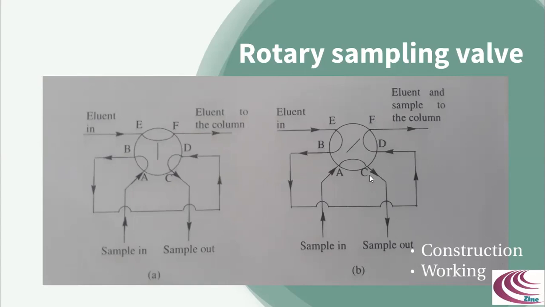The formation of new loop, that is EBDF, makes possible the mixing of the stream of the sample with the mobile phase and disconnects the original circuit. The excess sample solution is now present in the loop AC, which is separated from another loop. Thus, a fixed and reproducible volume of the sample is introduced in the mobile phase, which goes to the column.